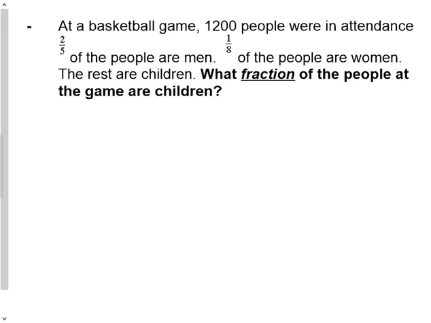What I love about this last question is how complex some people made it. So at a basketball game, 1,200 people were in attendance. 2/5 of the people are men, 1/8 of the people are women. The rest were children. What fraction of the people at the game were children? Now watch how easy this is. If I take the men plus the women, that will equal a particular fraction. But if I put plus children, that equals all of the people at the game.